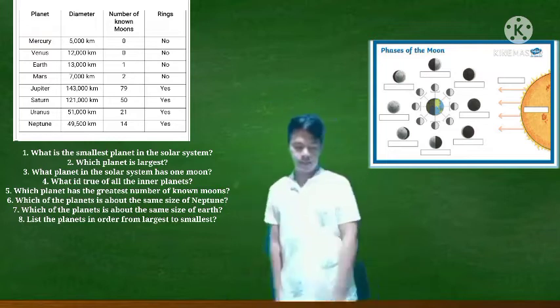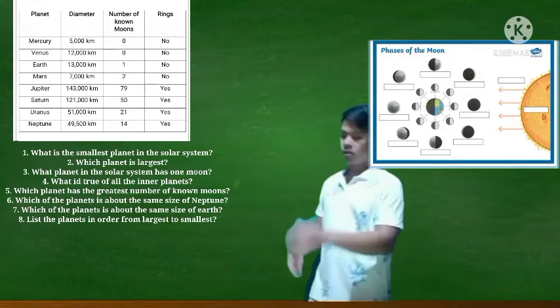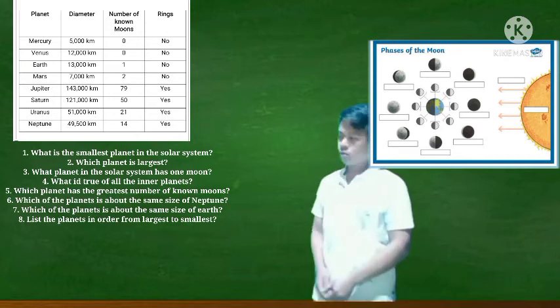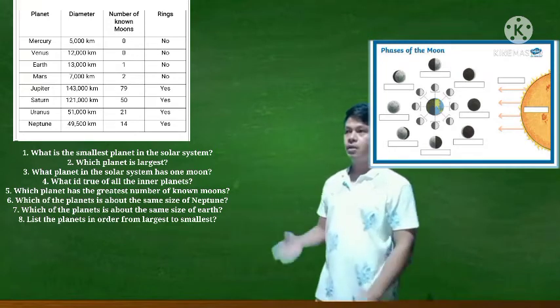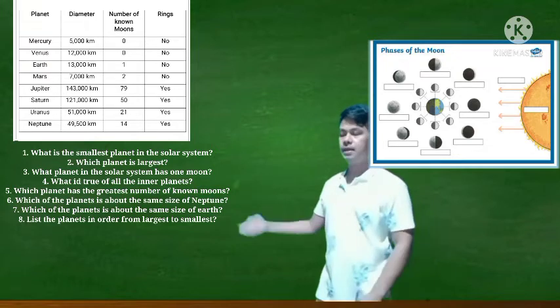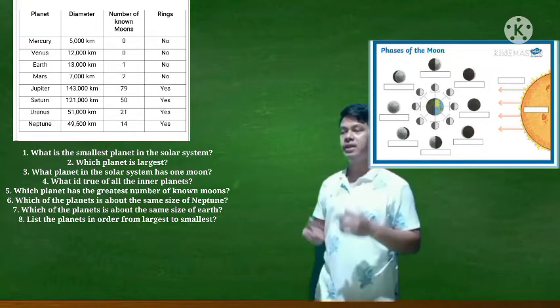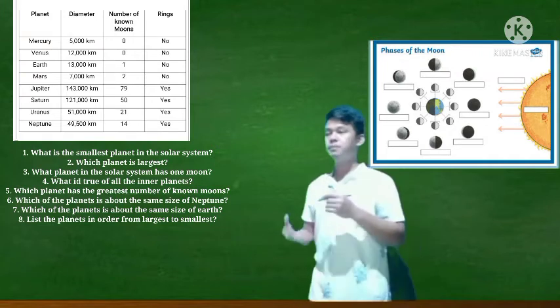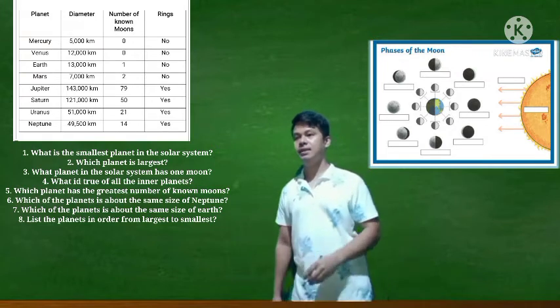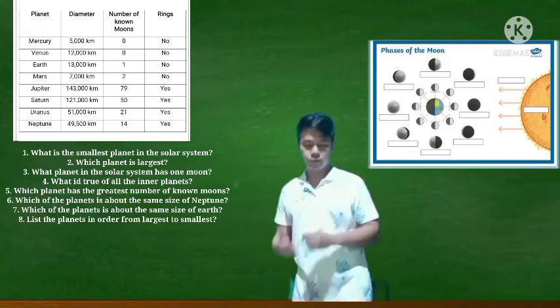Right, let's get back to grade 6. So, grade 6, how are you doing? Based on the table that I have posted here on the board, what is the smallest planet in the solar system? Alright, John? So we have Mercury. Which planet is the largest? Arlene. So we have Jupiter.